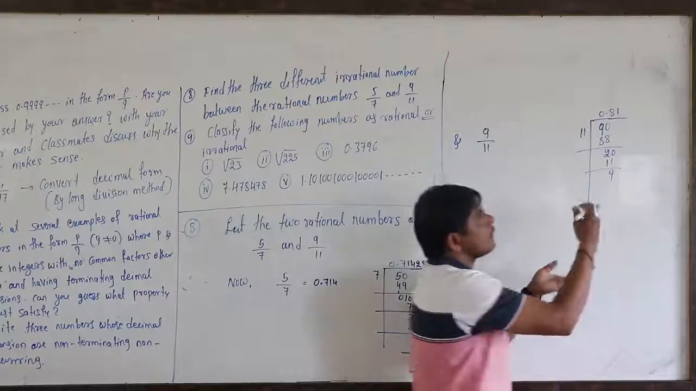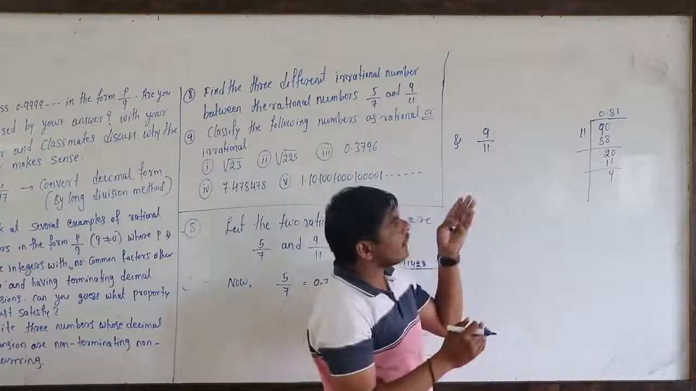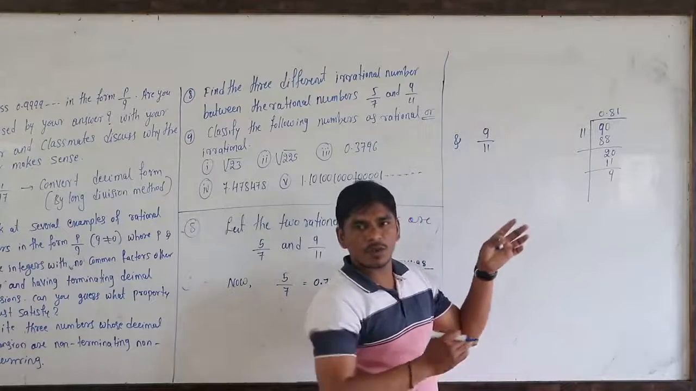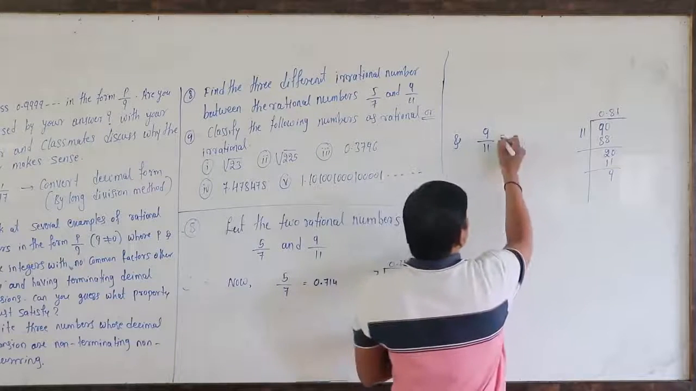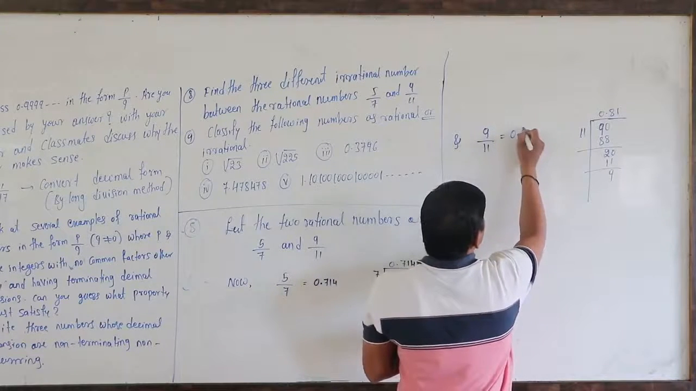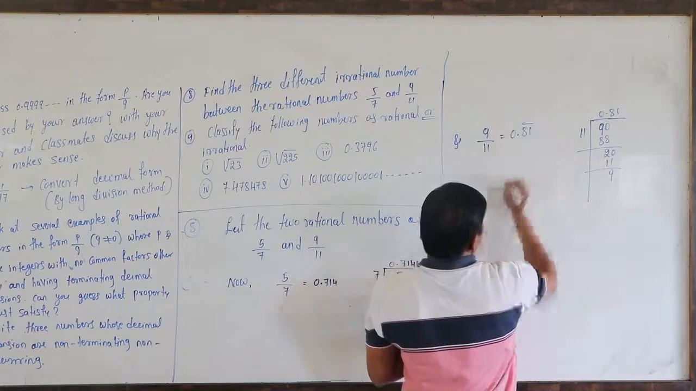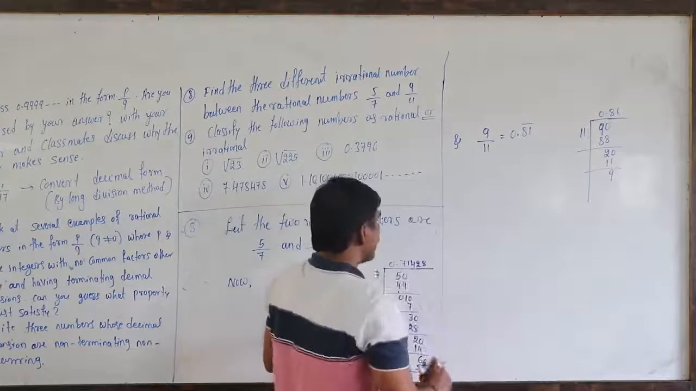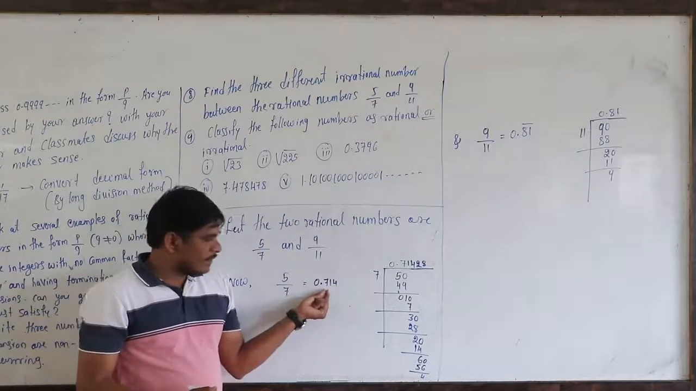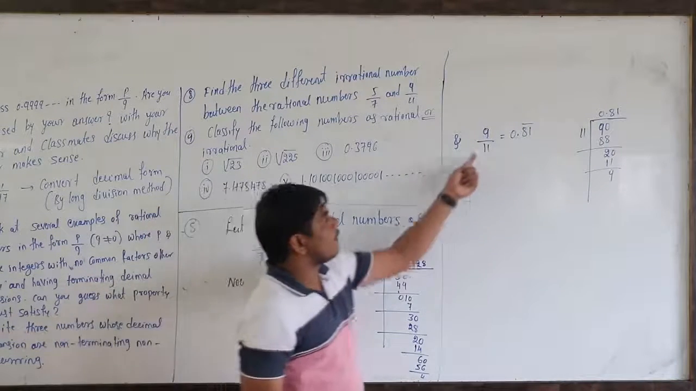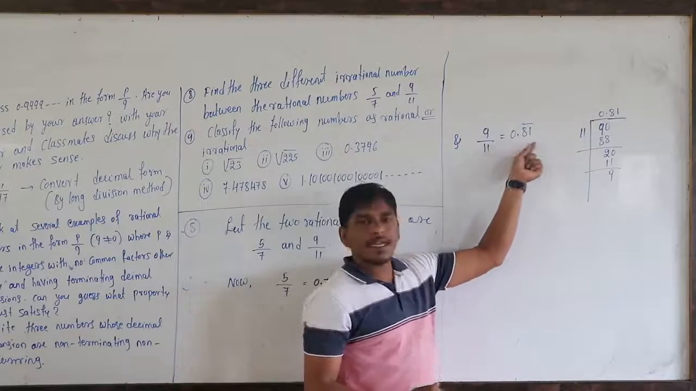Again the number is continuously repeated: 0.8181 and so on. It means 0.81 bar. Now 9 by 11 value is 0.81 bar. Now generally you have to observe 5 by 7 value is 0.714, 9 by 11 value is 0.81 bar.